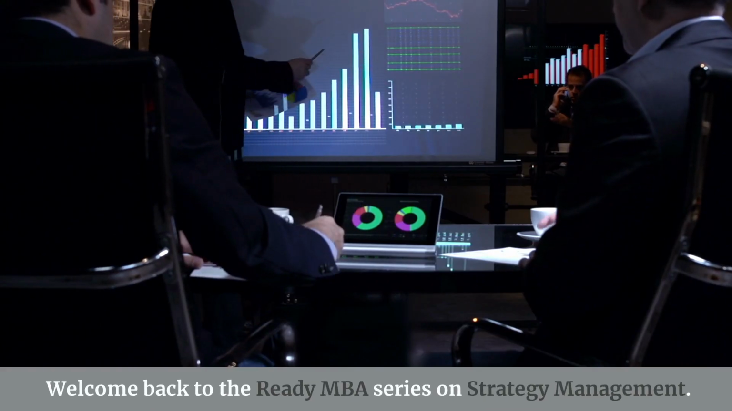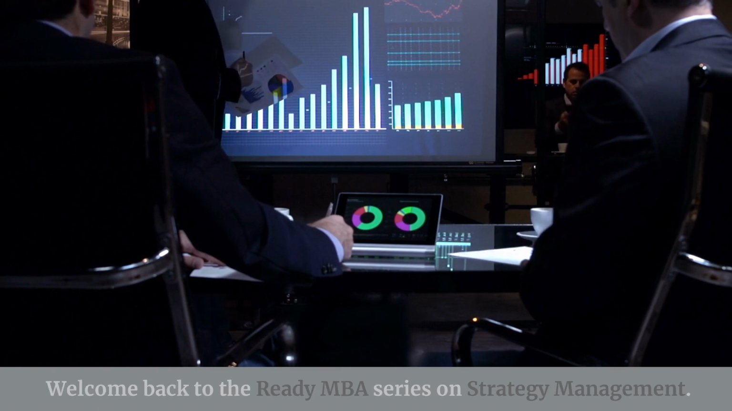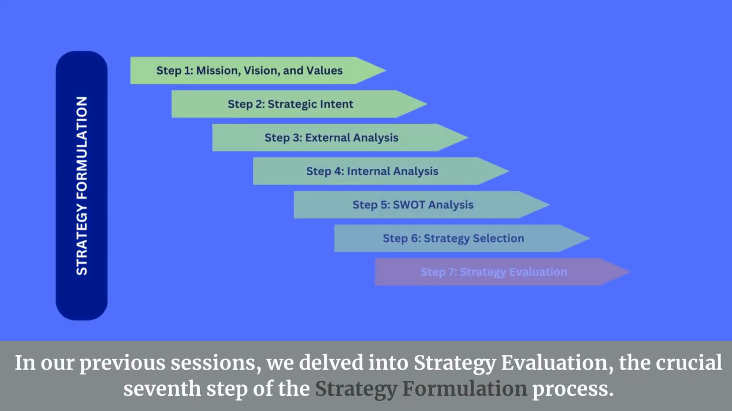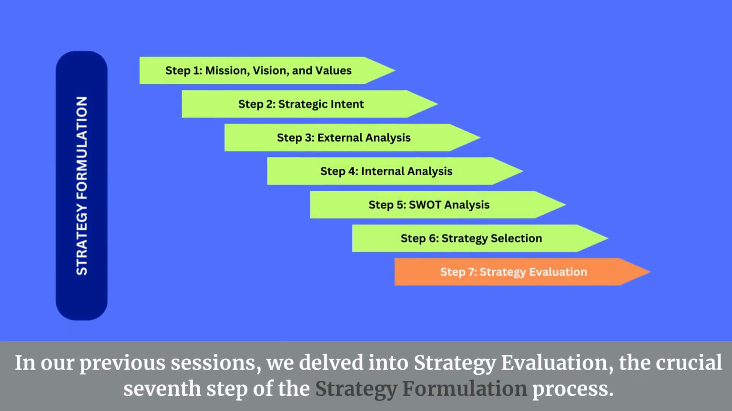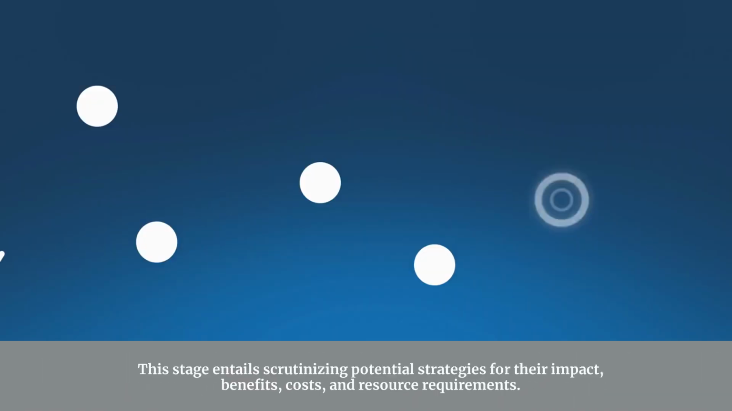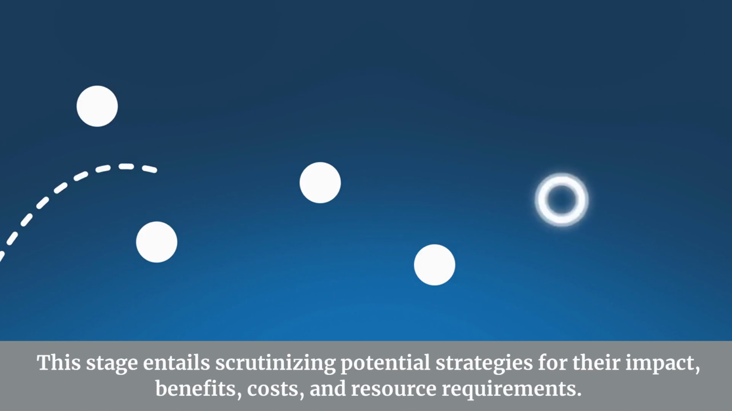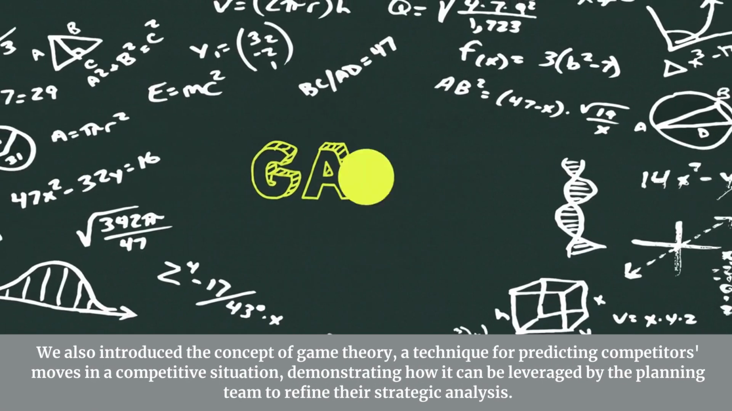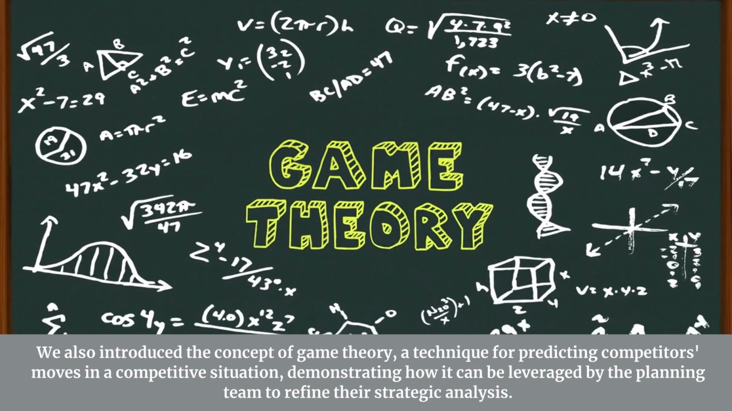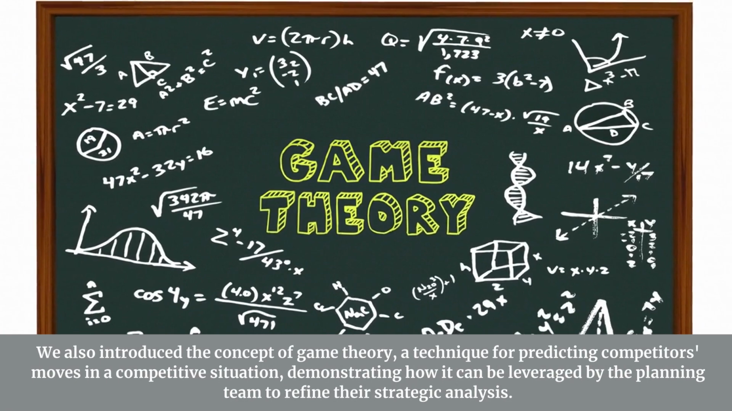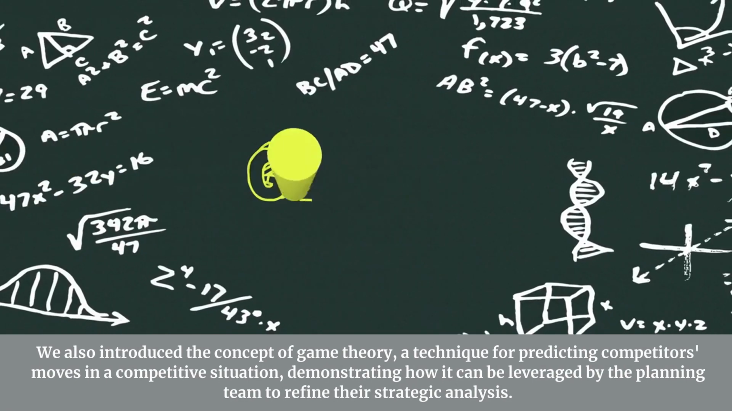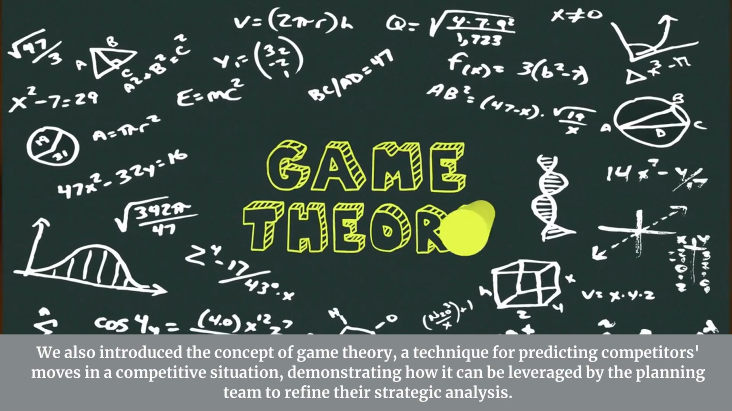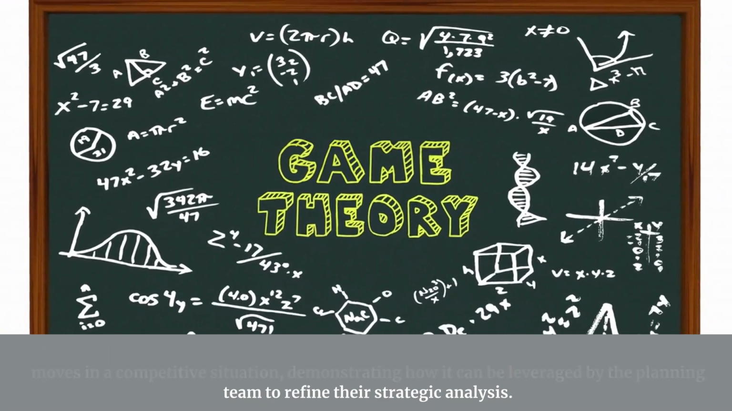Welcome back to the Ready MBA series on strategy management. In our previous sessions, we delved into strategy evaluation, the crucial seventh step of the strategy formulation process. This stage entails scrutinizing potential strategies for their impact, benefits, costs, and resource requirements. We also introduced the concept of game theory, a technique for predicting competitors' moves in a competitive situation, demonstrating how it can be leveraged by the planning team to refine their strategic analysis.